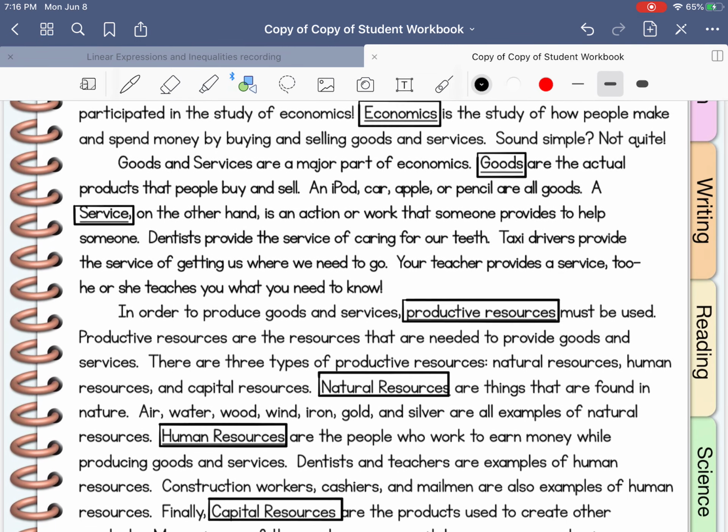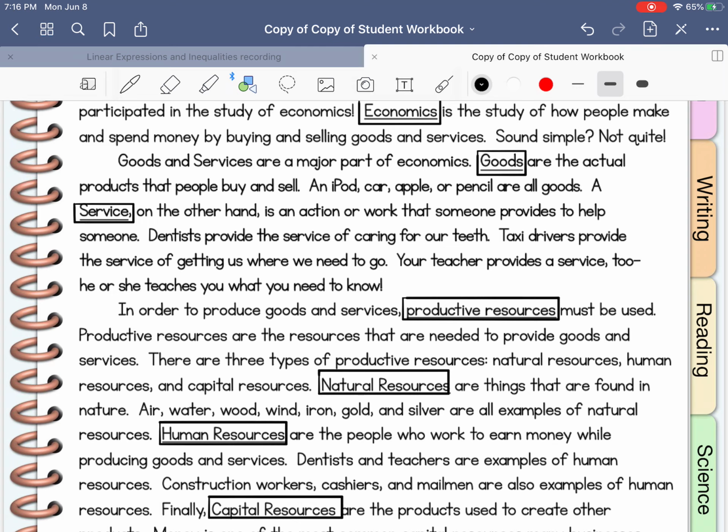In order to produce goods and services, productive resources must be used. Productive resources are the resources that are needed to provide goods and services. There are three types of productive resources: natural resources, human resources, and capital resources. Natural resources are things that are found in nature. Air, water, wood, wind, iron, gold, and silver are all examples of natural resources.